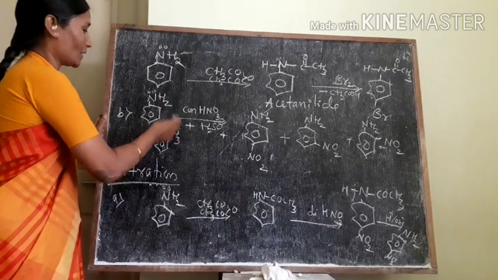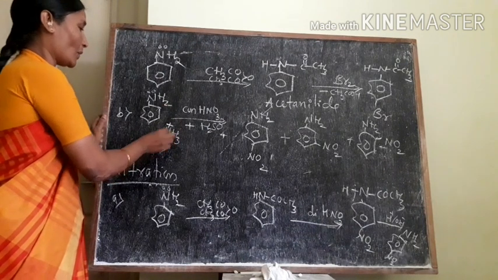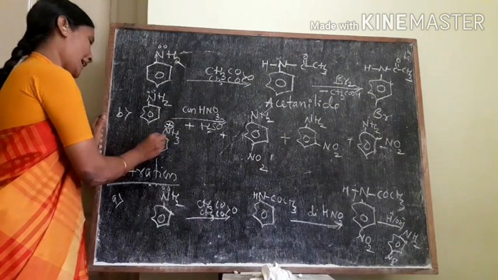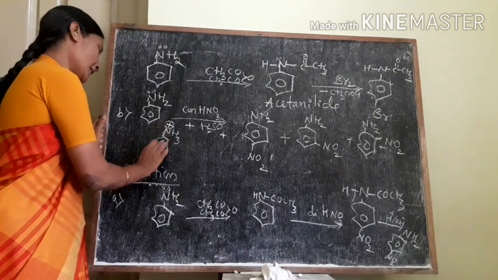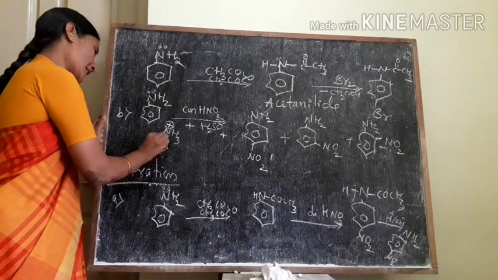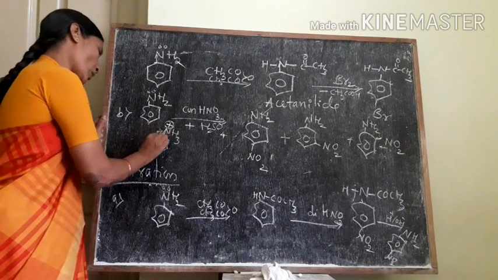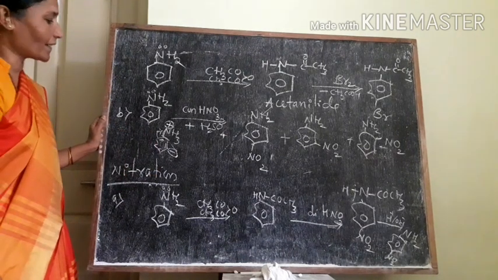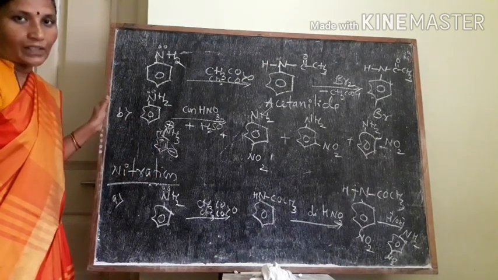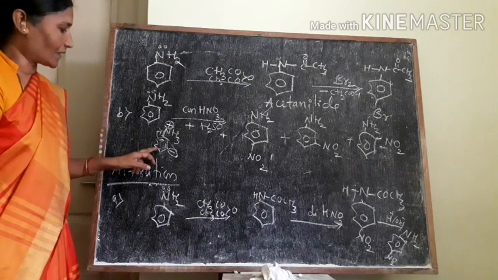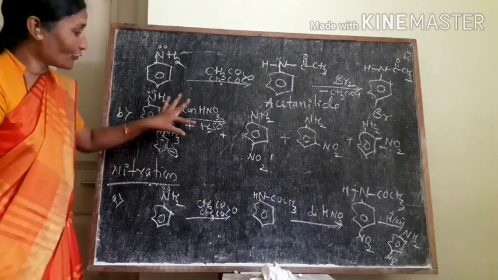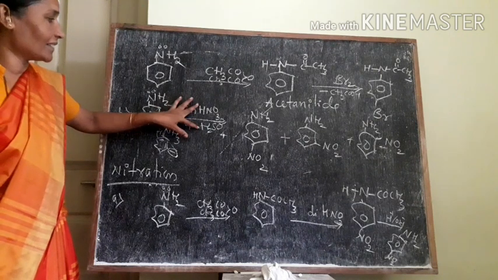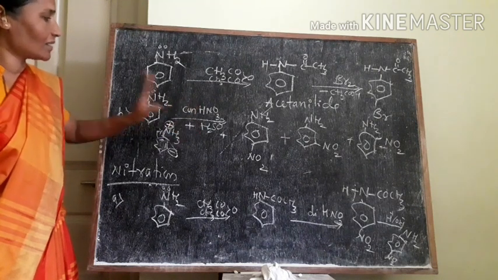When the lone pair of electrons is given to the proton, a plus charge arises on nitrogen, hence that can be fulfilled by delocalization of pi electrons in the benzene ring. Then definitely this meta position acquires negative charge.